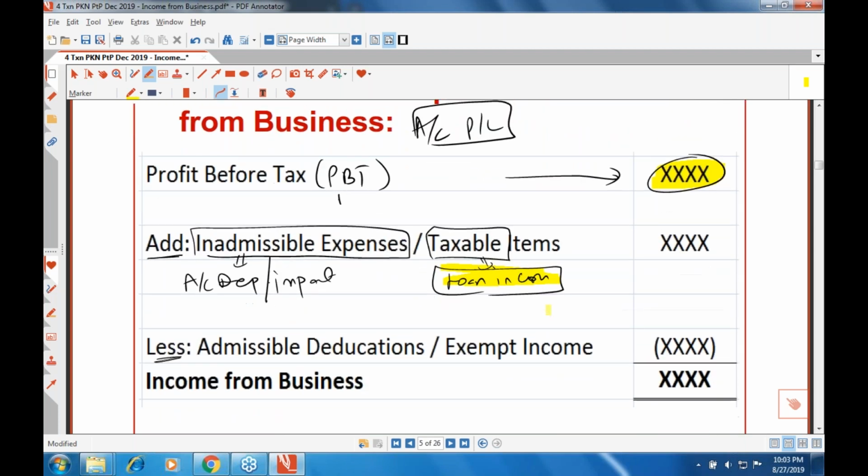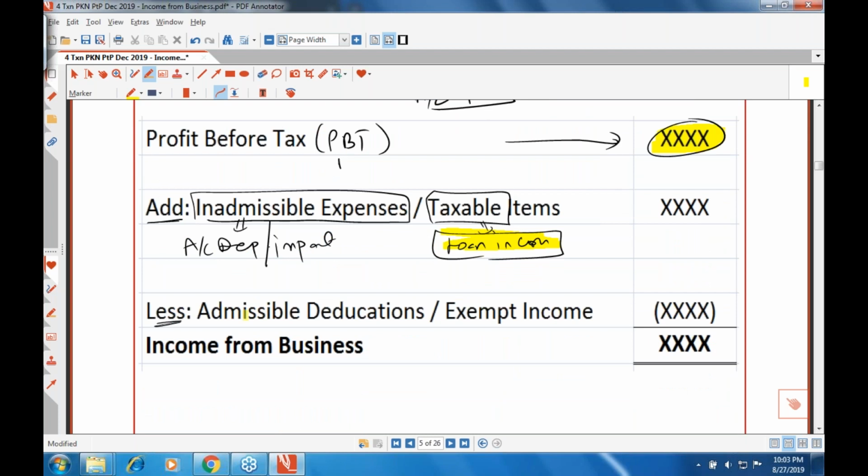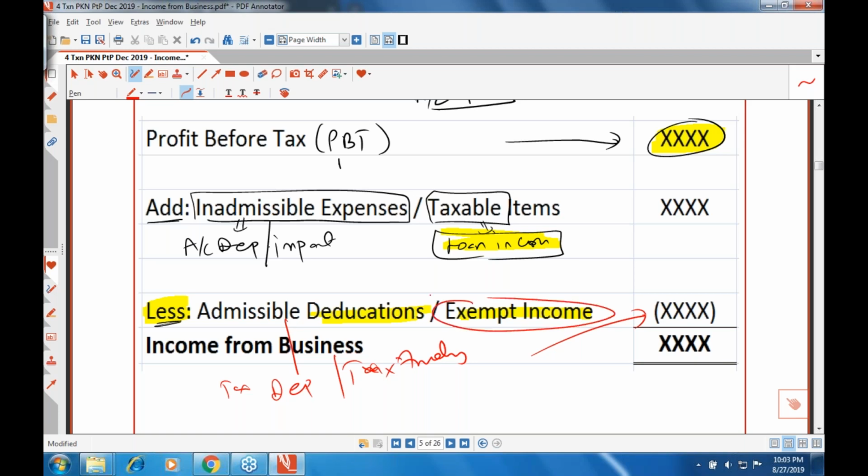Okay, what next is there? The next step is less admissible deductions. Now, what are admissible deductions or the exempt income? For example, if you calculate the depreciation in accordance with the tax rules, the tax depreciation or the tax amortization is going to be a claimable expense. Then you've got exempt income.